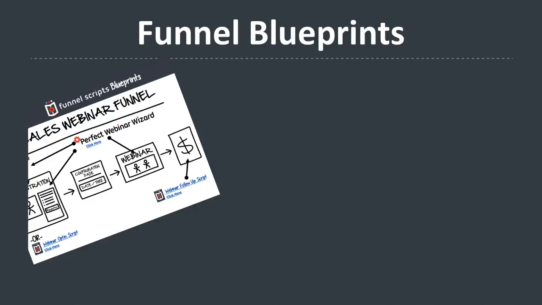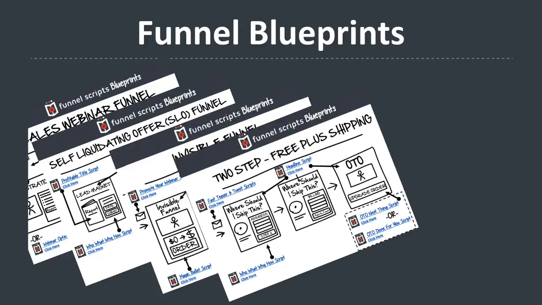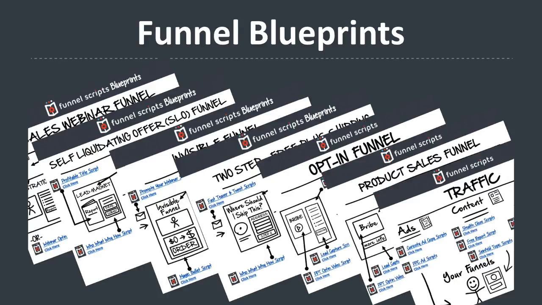It goes through all the core funnels, and it shows you here's the funnel, but then it says, for this page in the funnel, this is the wizard you need to use. For this page in the funnel, this is the one you've got to use. It goes through each funnel and shows you page by page what script you're going to use. So that's the one for the sales webinar funnel, the self-liquidating offer funnels, the invisible funnels, the 2-step funnels, the opt-in funnels, the product sales, and for the traffic.